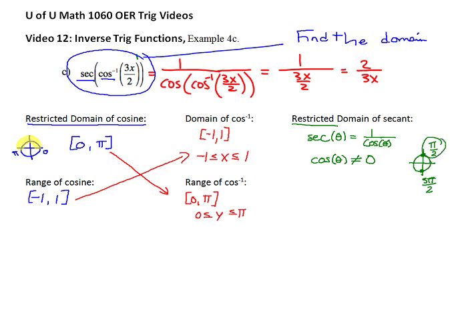So for here, we have the domain: we'll start at 0, we'll go to pi halves, but we're not going to include it because it causes the denominator to be 0. Then we'll pick it back up on the other side of pi halves and go, oops, not to 0, but to pi.